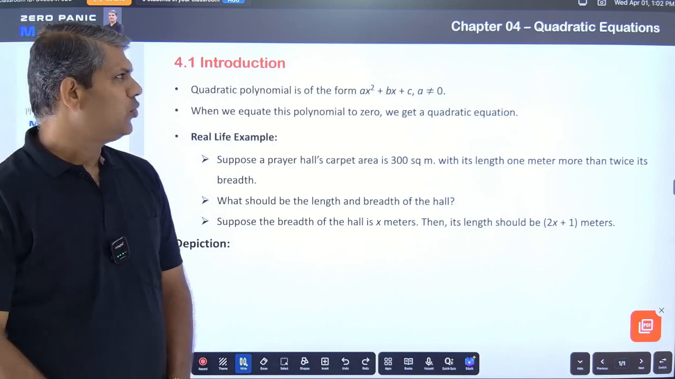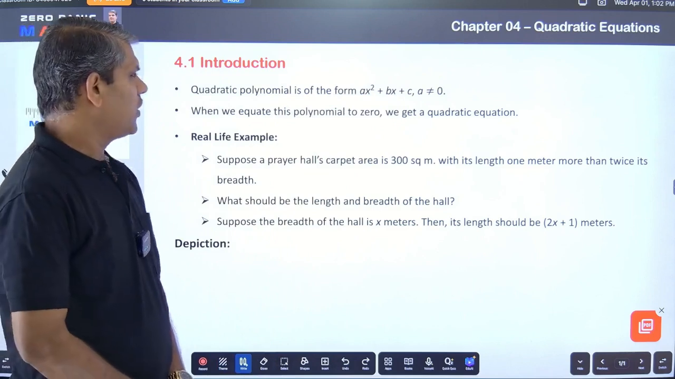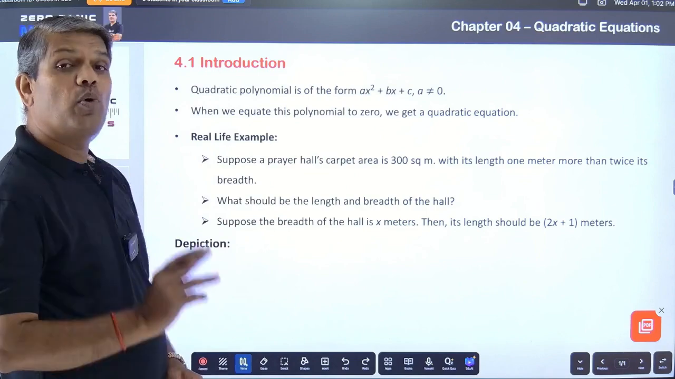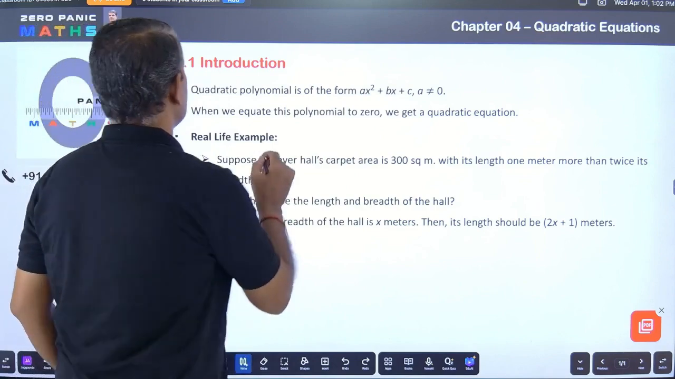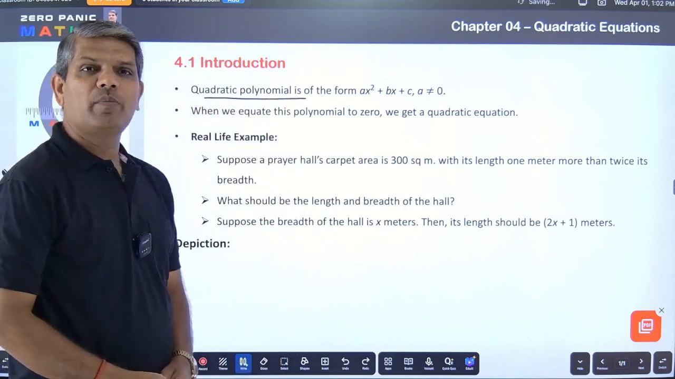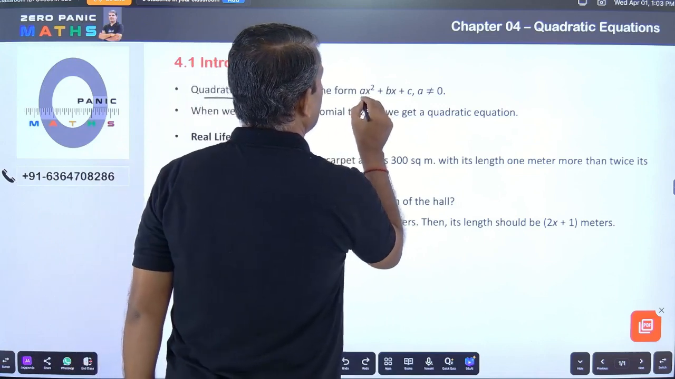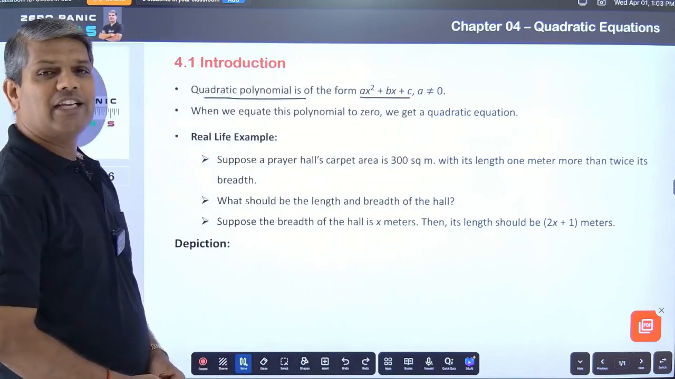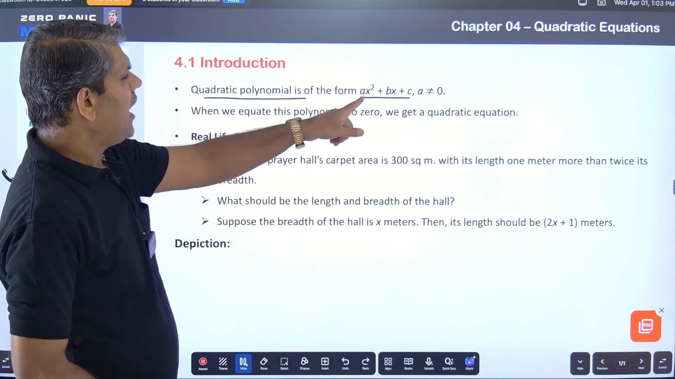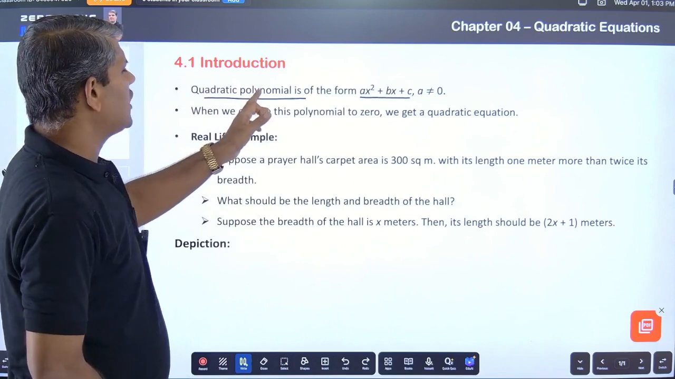In today's session, we are going to start with a new chapter, Chapter 4, Quadratic Equations. In Chapter 2, Polynomials, if you remember, we studied what exactly is a quadratic polynomial. A polynomial of degree 2 is called a quadratic polynomial, and it is of the form ax square plus bx plus c, where a is not equal to 0. Such an expression satisfying this form is called a quadratic polynomial.